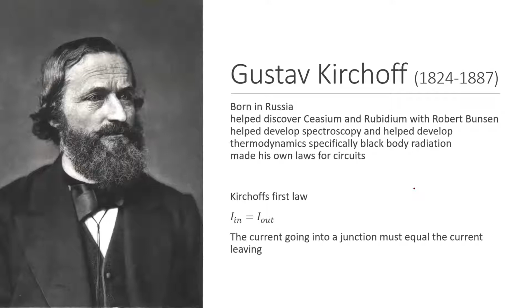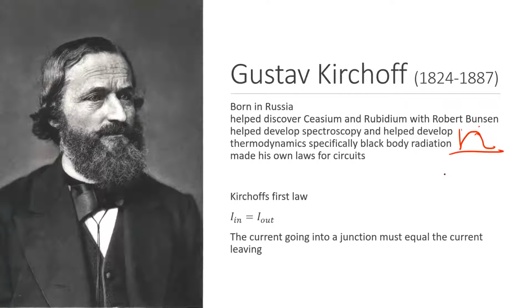He helped discover cesium and rubidium, and he did that with the help of Robert Bunsen. And Robert Bunsen was well known for inventing the Bunsen burner. He helped develop spectroscopy, and he helped develop thermodynamics. And remember, we talked a lot about black body radiation. He was one of the main people that came up with the theory that all things above 0 degrees Kelvin must emit some kind of radiation.